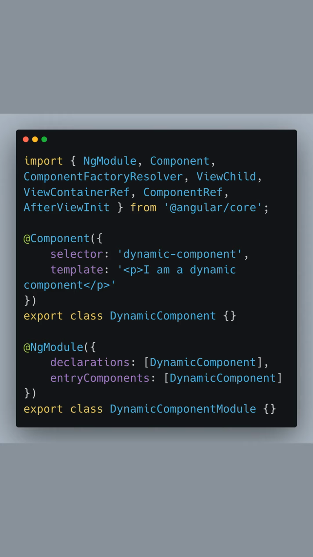Let's begin by creating our dynamic component. Here, we have a simple Angular component with a selector dynamic component and a template that just prints out a paragraph. We then define a module, dynamic component module, in which we declare our dynamic component as part of the declarations and also list it in the entry components.